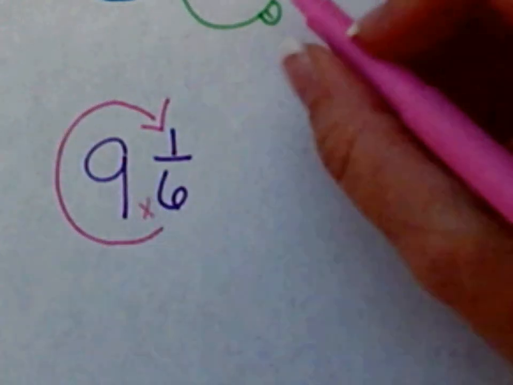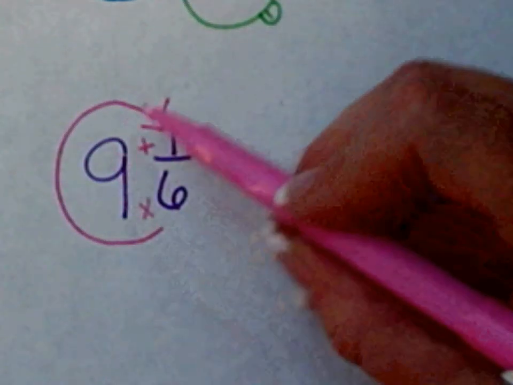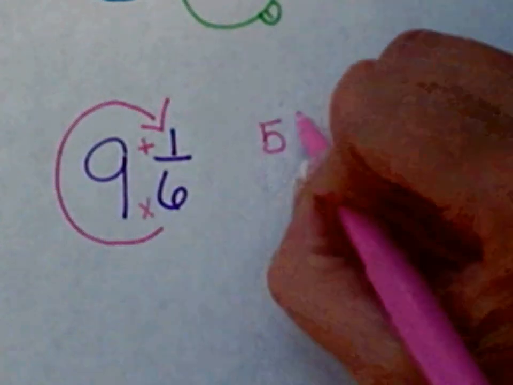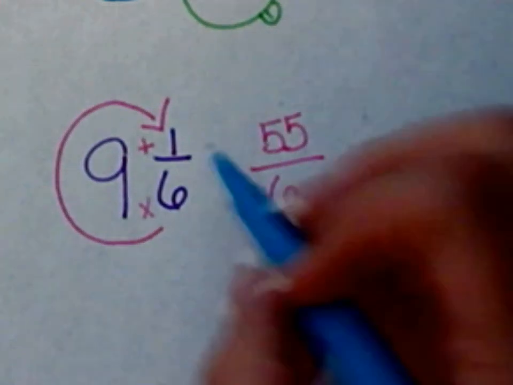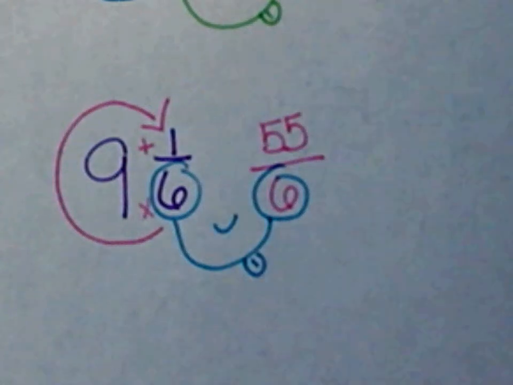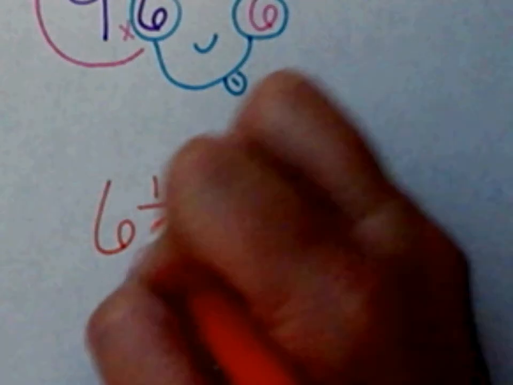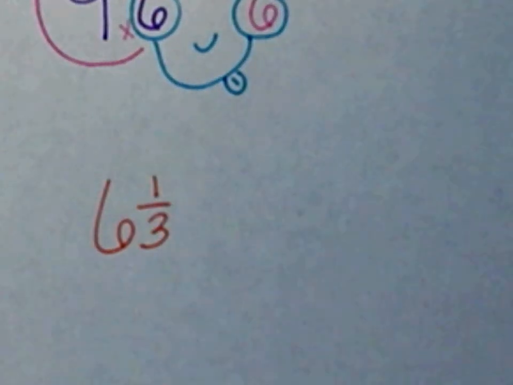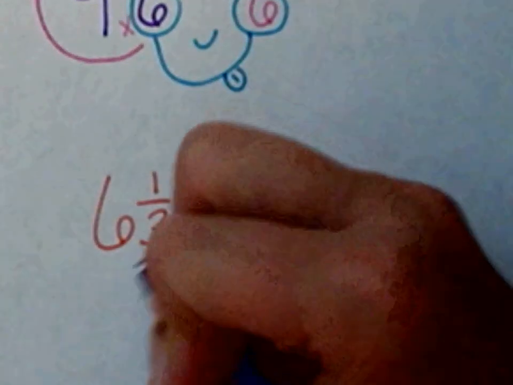Okay, so you should have tried this one on your own. We should have started with our lasso. When we go around, we're going to multiply 6 times 9 and then add the 1. So 6 times 9 is 54, plus 1 is 55. My denominator stays the same. Check. Make sure denominators are the same. Okay, let's try another one. How about 6 and 1/3. Go ahead and pause the video, try it on your own, come back and check with me.